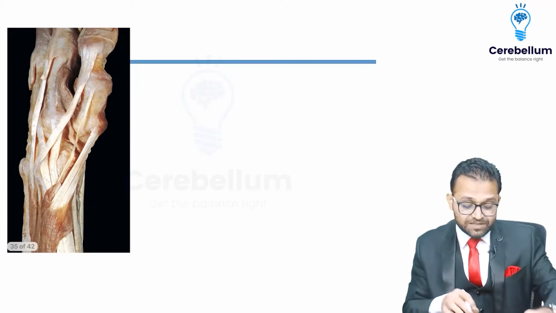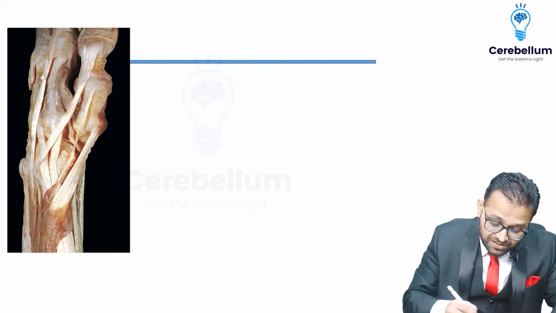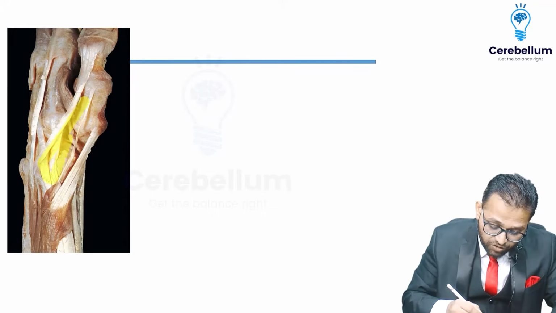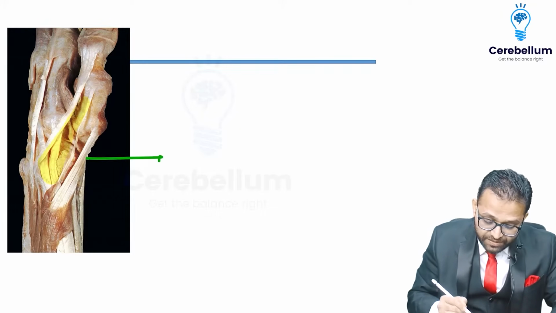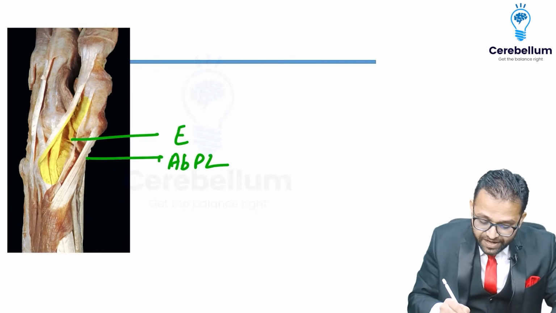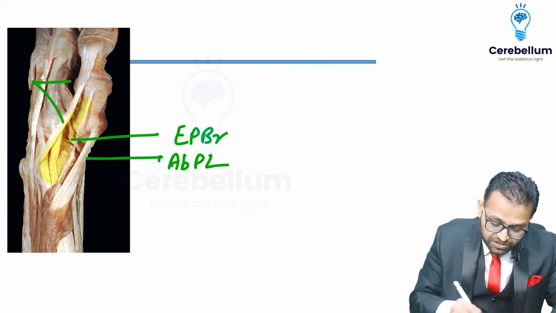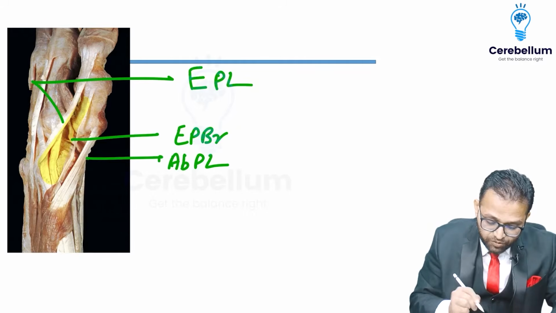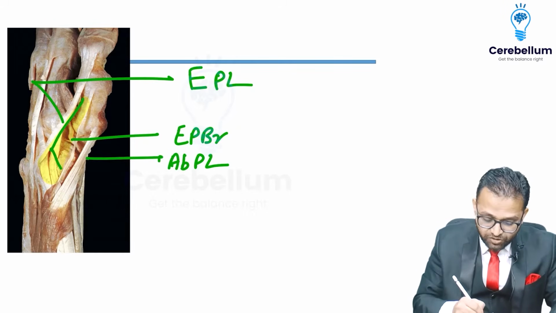In the cadaveric image, can you see this one, sir? This is our anatomical snuff box. The anterior boundary is formed by the abductor pollicis longus along with the extensor pollicis brevis, and this is the posterior boundary which is formed by the extensor pollicis longus. Okay, sir, so this is our anatomical snuff box.